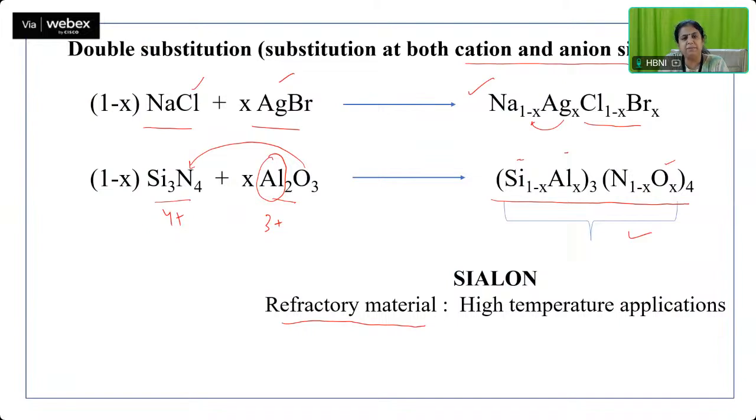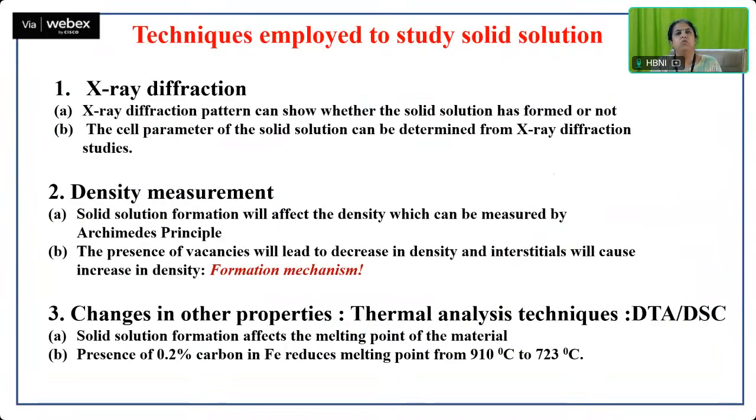What are refractory materials? The materials that have application at high temperature. Okay. So just two examples of how the double substitution, that is substitution at both cationic and anionic side, can happen. Okay, now you have formed the solid solution, but how would you study them? You need to study them as well.